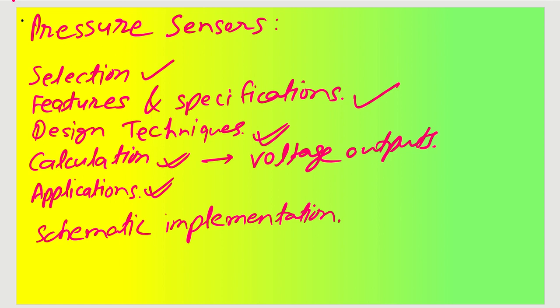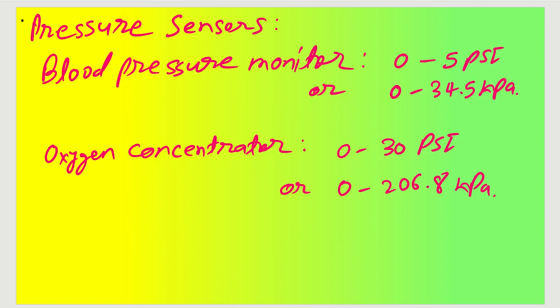At last, I'll give you the exact application circuit which we have already designed and implemented in our applications. We'll be discussing two applications: blood pressure monitors and oxygen concentrators. In blood pressure monitors, the pressure generally varies from 0 to 5 psi, which is close to 0 to 34.47 kilopascal. For oxygen concentrators, it is 0 to 30 psi, which is close to 0 to 206 kilopascal. What is the most suitable pressure sensor series from Honeywell, that we'll see today.